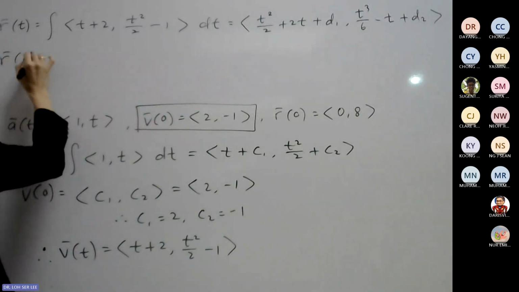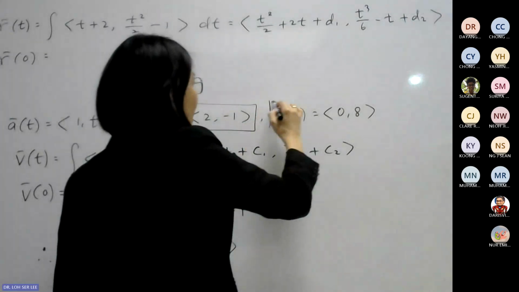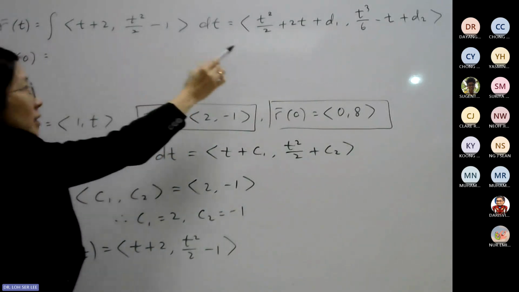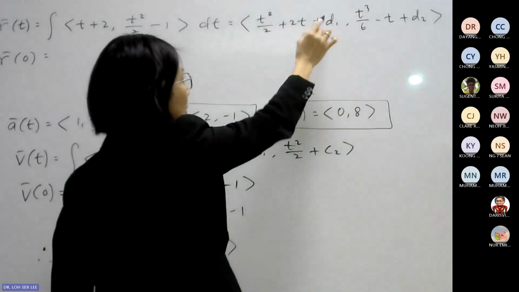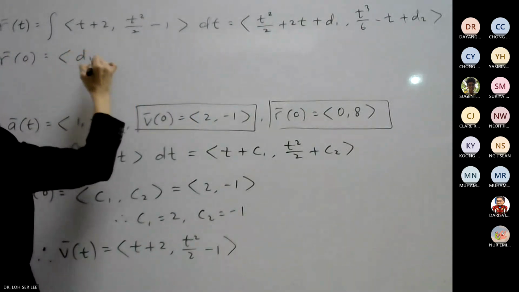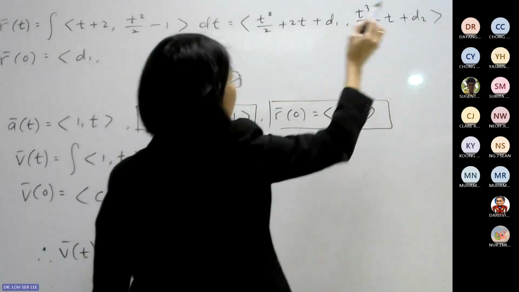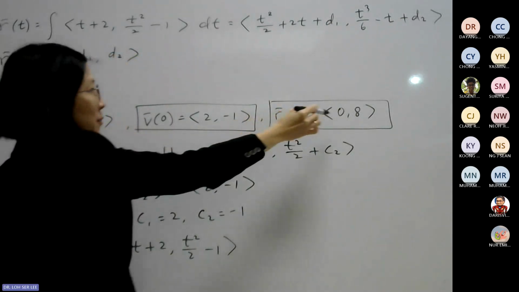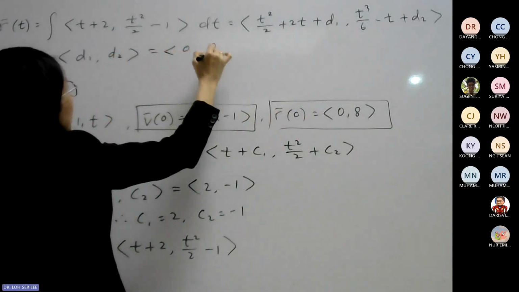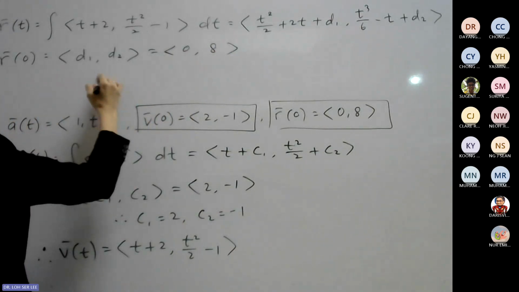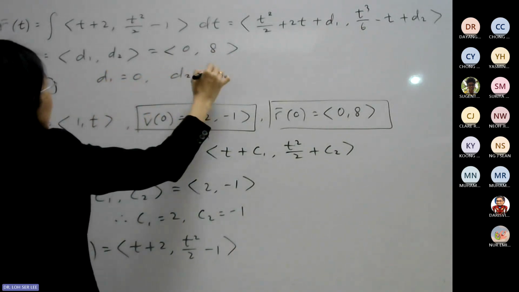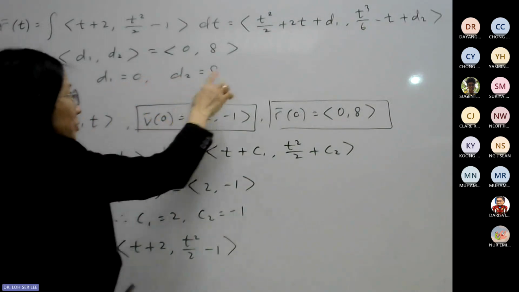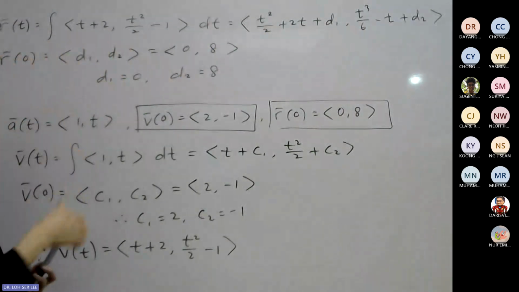And your r0, because you are given this r0, you can substitute t by 0. When t is 0, you have d1, and you have d2. And your r0 is the same as this (0, 8). That means d1 is 0, d2 is 8. So you just substitute the d1 and d2 back into here to get your r(t).